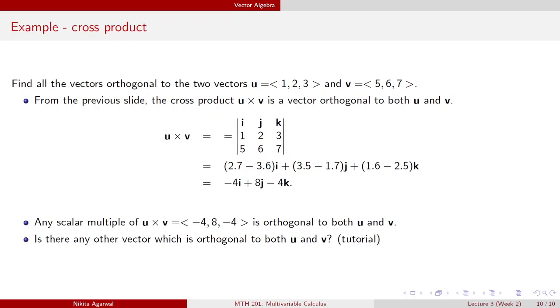It will be discussed in the tutorial, but think of it pictorially. If you have a vector which is perpendicular to two given vectors, U and V here, will you always get a scalar multiple of this vector, or can you get something else? Okay, so let us stop here.